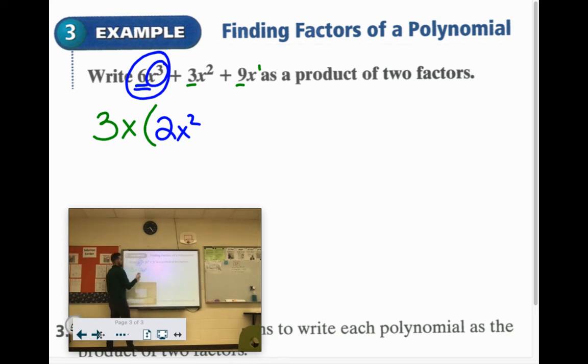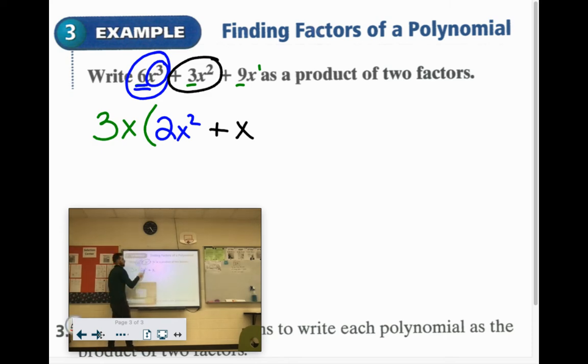The next one, we're looking to get from 3x to 3x squared. So 3 times 1 is 3. We don't need to write the 1 here because we have to do x times another x. That would give us the x squared. So 3x times x gives us that plus 3x squared.